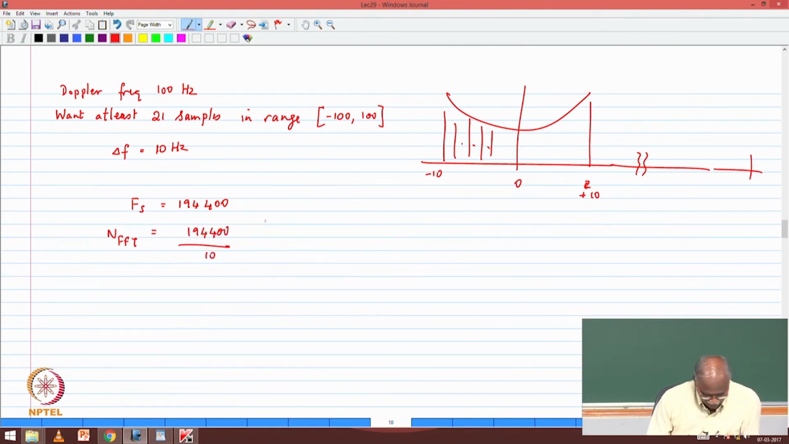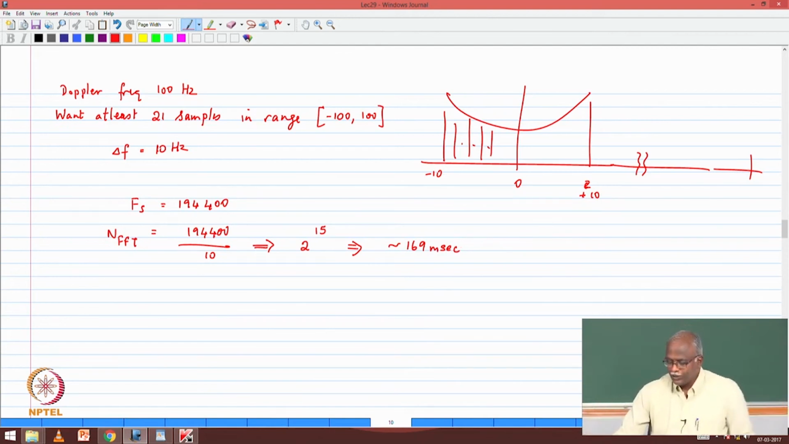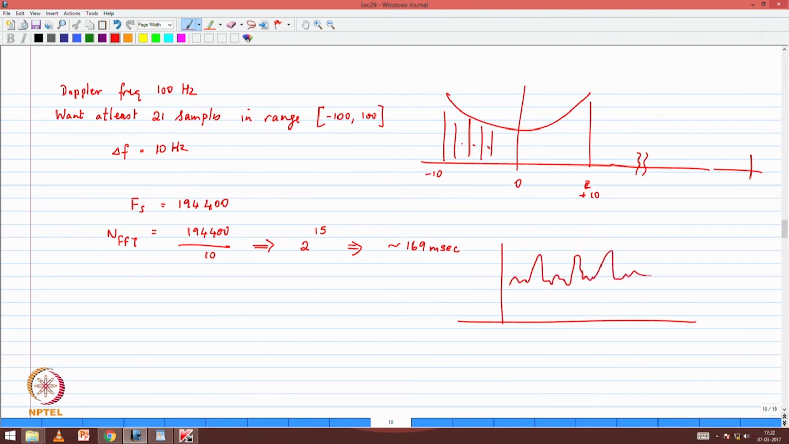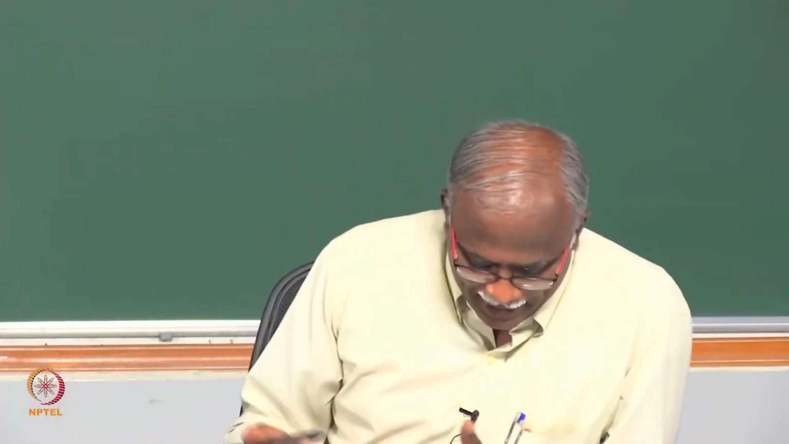194400 divided by 10, which implies if you want to take a power of 2, it would have to be 2 to the power of 15. That would be the size of the FFT. No problem. At this sampling rate, this corresponds to approximately 169 milliseconds. So, one set of data that you will generate corresponds to the fading pattern at 100 kilohertz of 169 milliseconds. No problem. This is the Smith method, and we said we have done it very efficiently, and therefore we are in good shape.